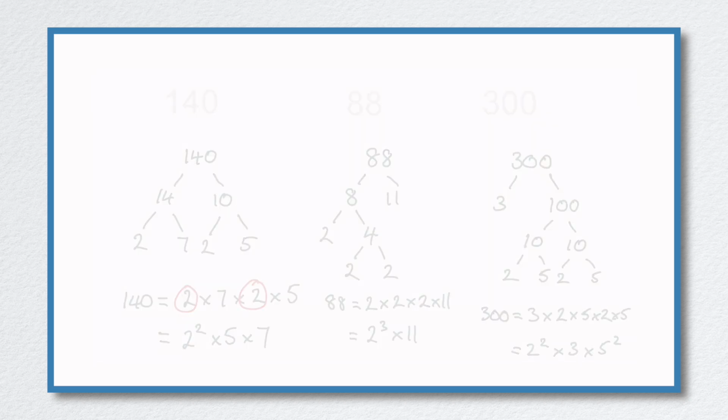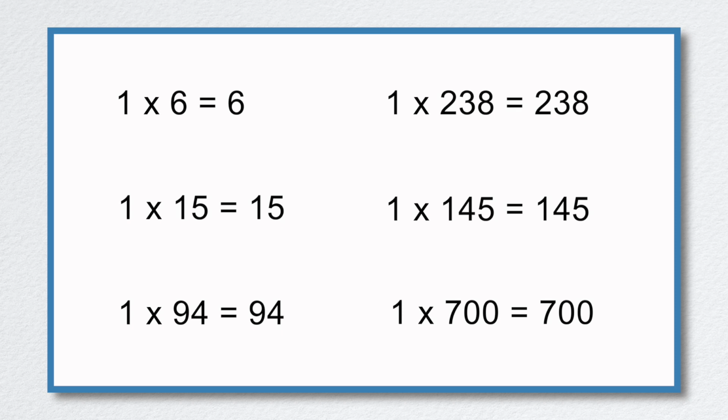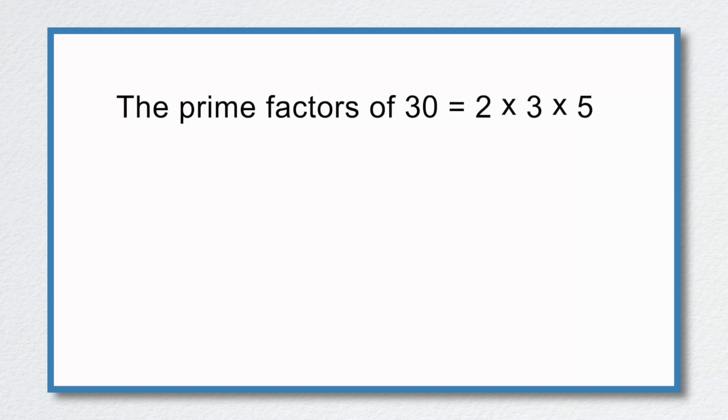1 has a special property, and that is that any number multiplied by 1 produces that number. I'll show you what I mean. We know that the prime factors of 30 are 2, 3 and 5. But what if 1 was a prime number? Look what happens now when we find the prime factors of 30. Well, in terms of its prime factors, 30 could be written as 1 multiplied by 2 multiplied by 3 multiplied by 5.